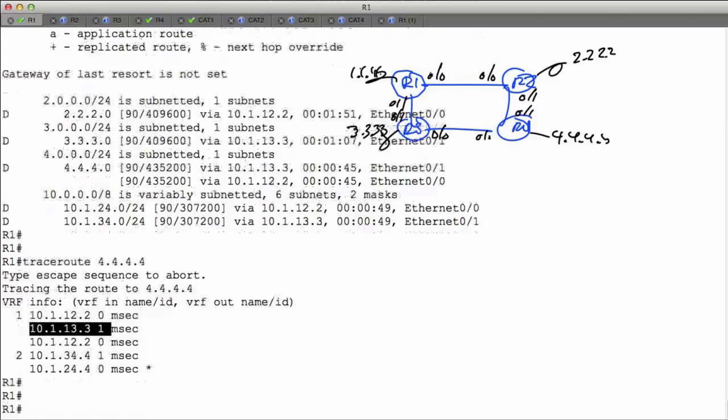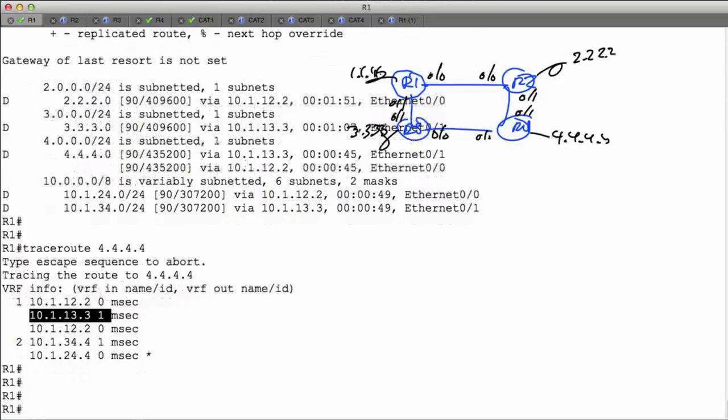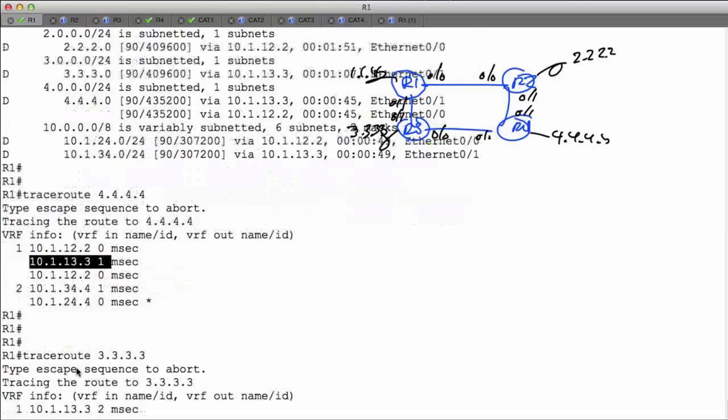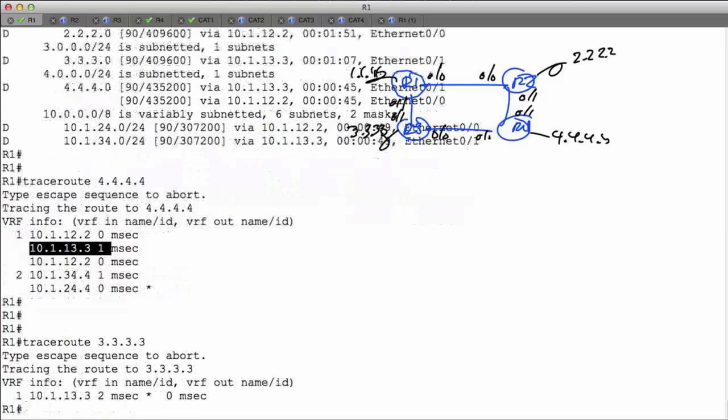The other part of this is that I can do a traceroute to 3.3.3.3. And what we're going to see is it's only going to pick one path, because it's going to pick the closest or the shortest path to reach its destination.